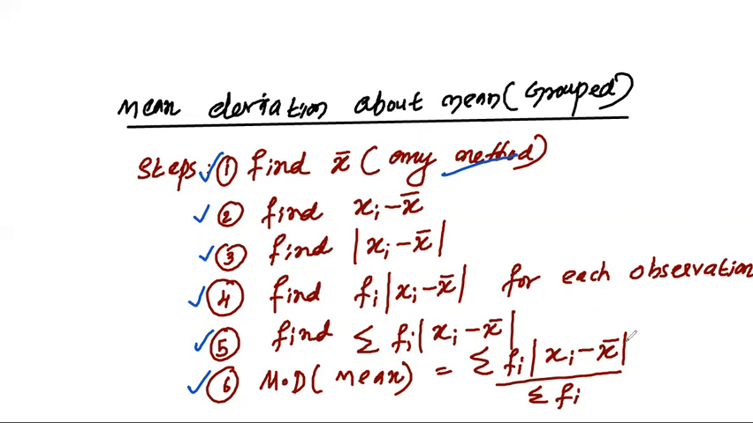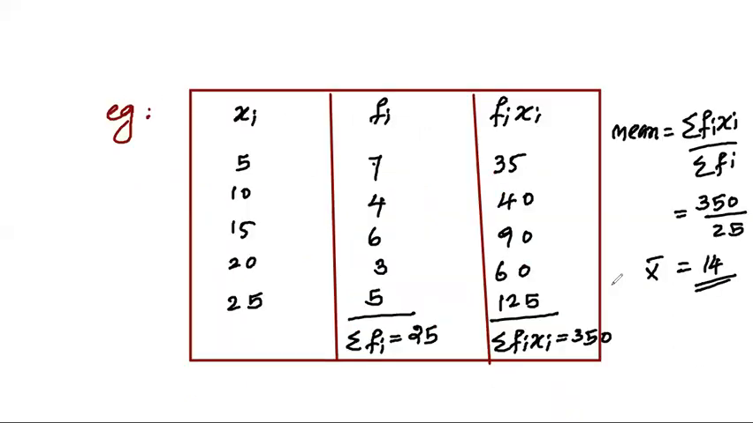These are the steps to find the mean deviation about the mean of grouped data. Now let me explain this with an example. All of you listen here. I'm given xi values 5, 10, 15, 20, 25. This is grouped data. Frequency is also given. According to the direct method, I have to draw the fi xi table, as we learned in grade 10th. After finding fi xi, like 5 into 7, 10 into 4, we have to find sigma fi xi and sigma fi. According to the direct method, the mean of this grouped data is sigma fi xi by sigma fi. If you add them, you'll get 350 divided by 25. So the mean x bar in this case is equal to 14.